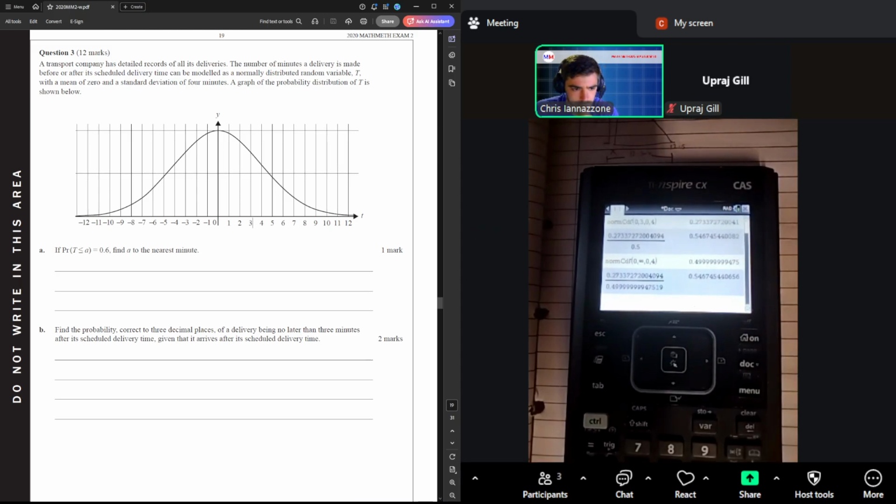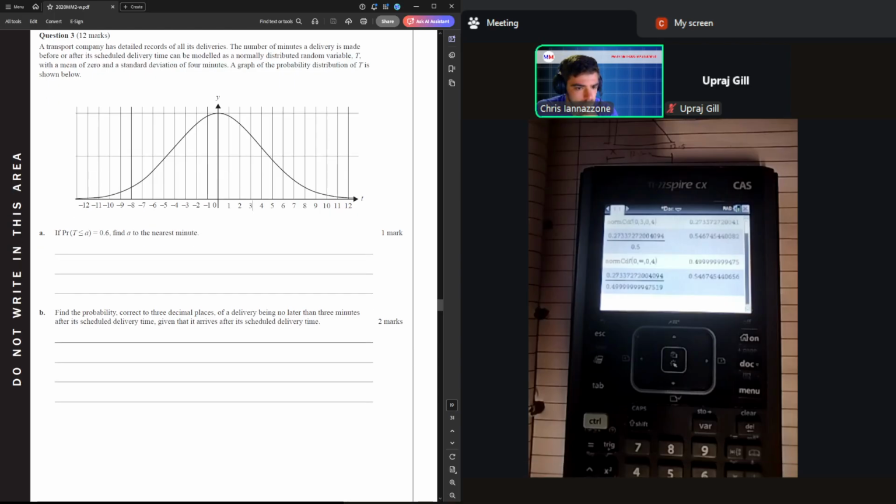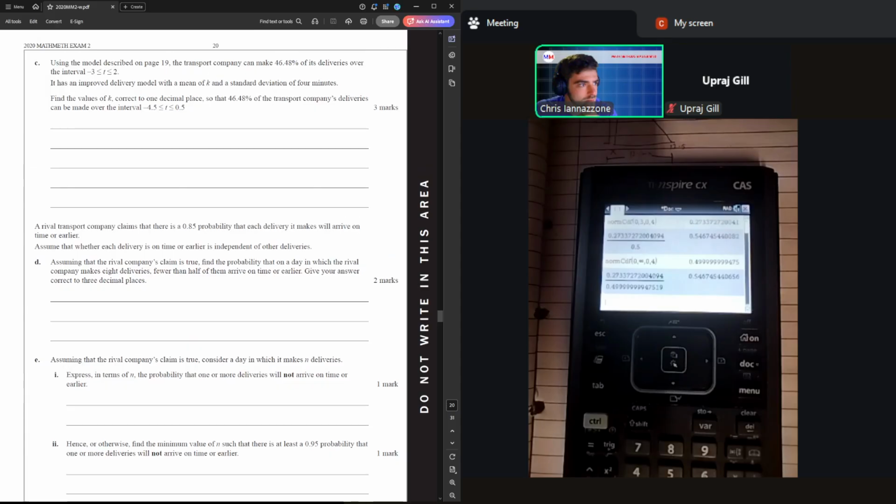Fair enough on how that all works. Let me know if anything needs clarifying. We'll move on to part C.